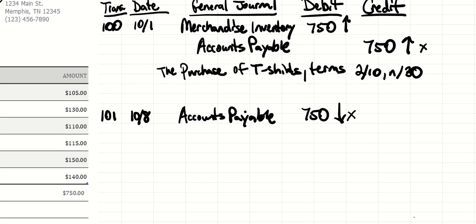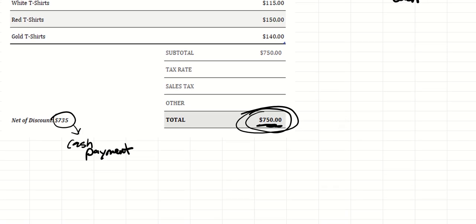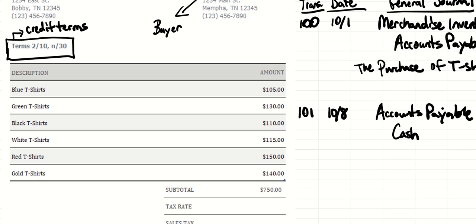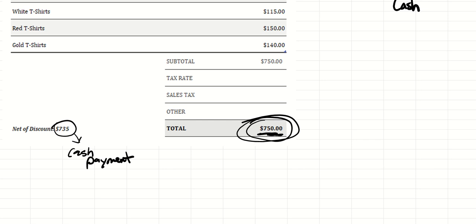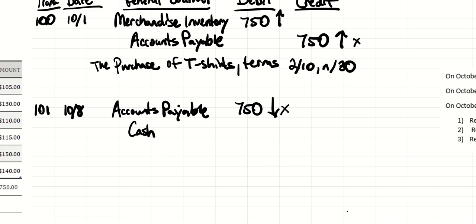The next thing I would like to do is go ahead and credit cash. Account for the cash payment that was made. Okay. So the cash payment that was made is not going to be $750. It's going to be a different amount. Again, it's going to be $735. But let's say that you weren't given this $735 on the invoice. You have to figure out what the discount is going to be.